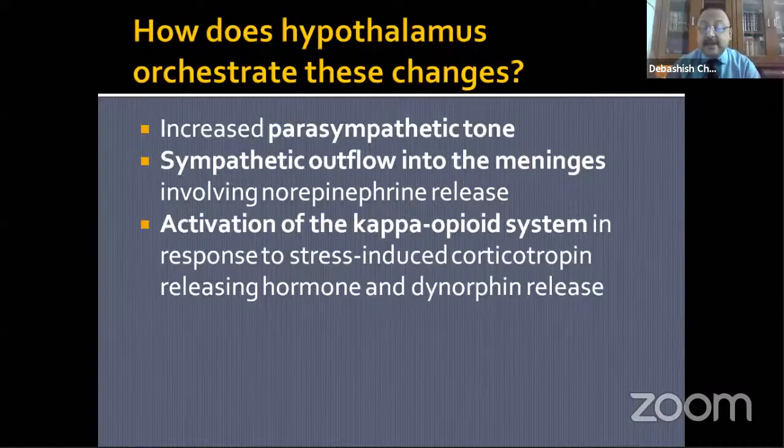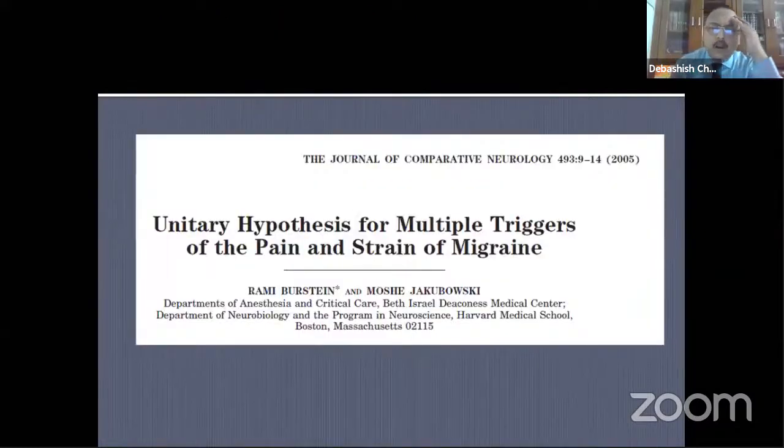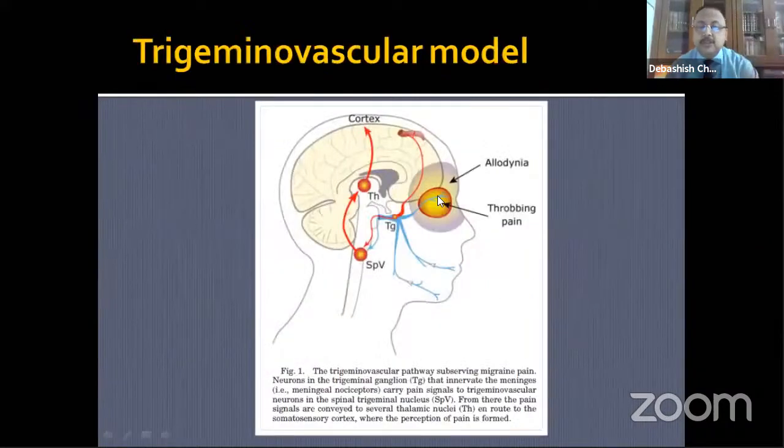And also there is a secondary action in the form of activation of the kappa opioid system. And as you know, the kappa opioid system in the brainstem is very, very important for the descending pain pathways. So the hypothalamus primarily affects the parasympathetic tone of the vessels. There are a lot of studies that have been done to see what happens to these migraine triggers and the hypothalamus. So this is the trigeminovascular model of migraine pain.